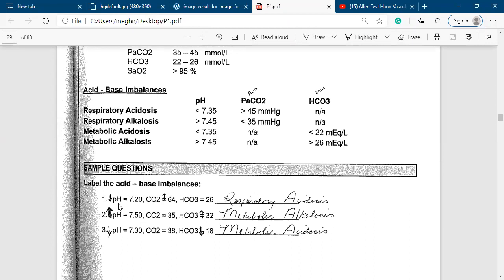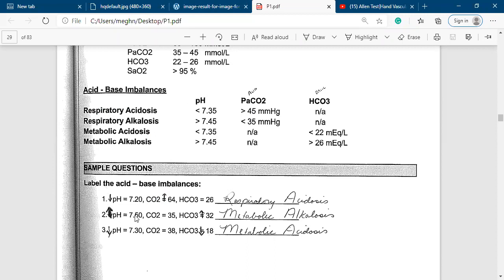Here is an example question, problem number 1. The pH is 7.20, less than normal, right? Less than normal means acidosis. What about the carbon dioxide? Carbon dioxide is a respiratory marker, right? And it is more than the upper range, which is 45, and here it is 64. So pH is less, and carbon dioxide is more than the upper range. This is respiratory acidosis, where the pH is less than normal and carbon dioxide is more than the upper number.